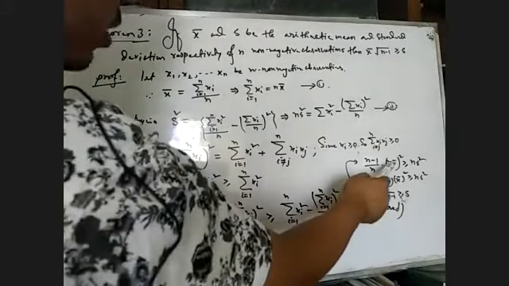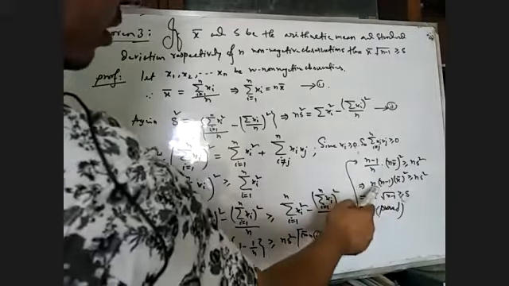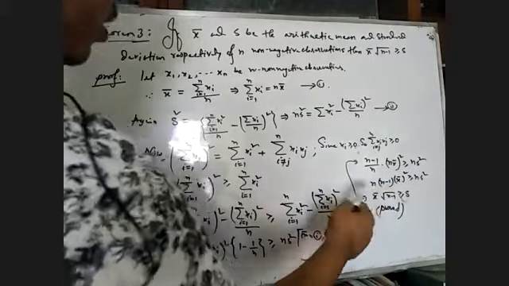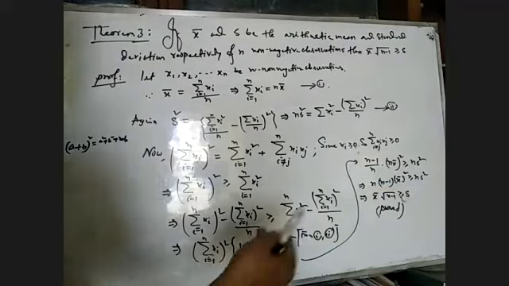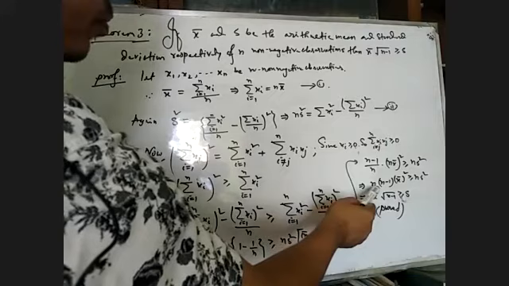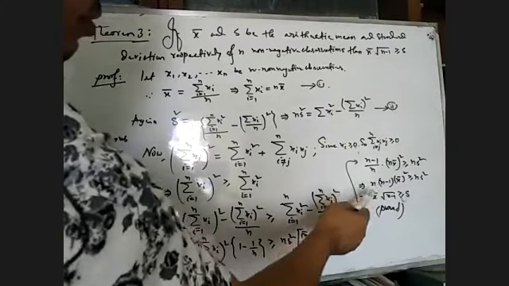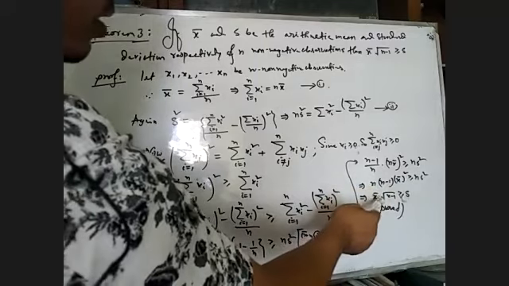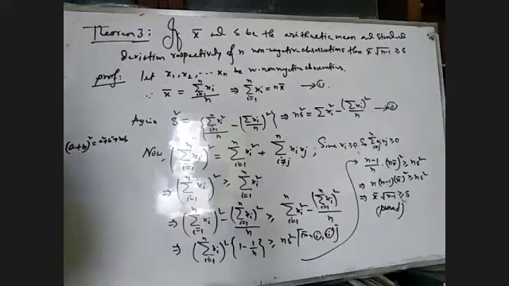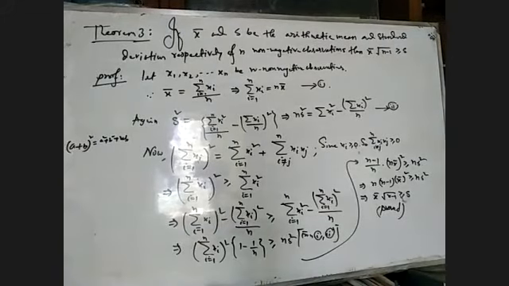Okay, and n square by n will be only n, and dividing by n on both sides, because n is non-negative, so n is positive. This is why, dividing by n on both sides, we get this one. And this is our required proof. Very easy for you if you do practice.